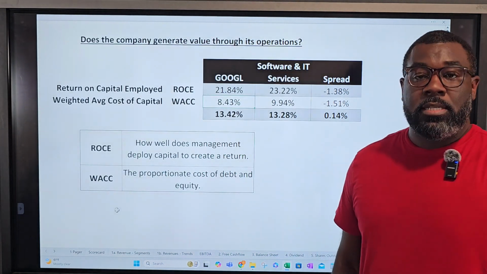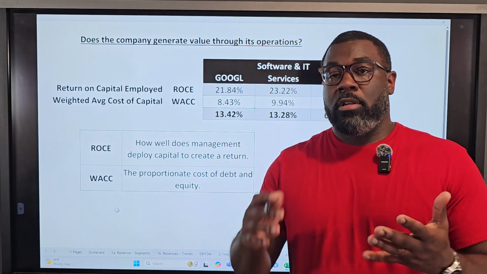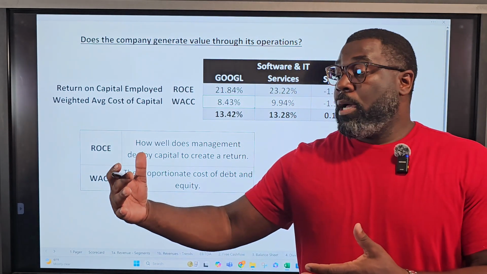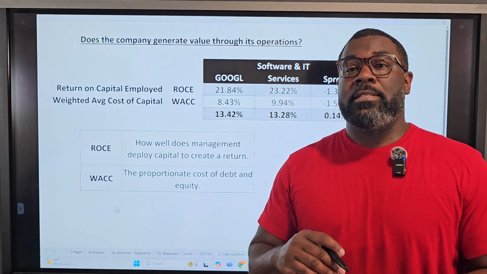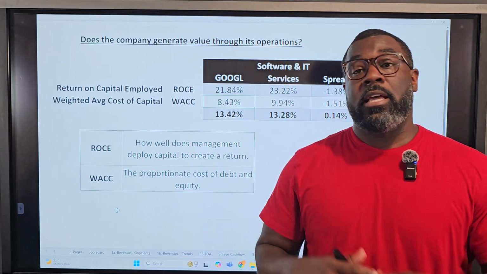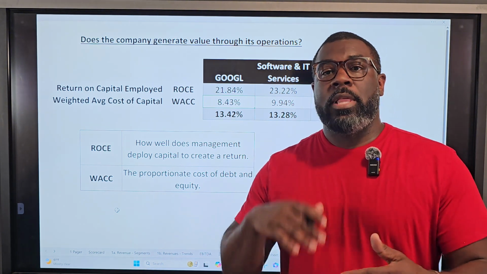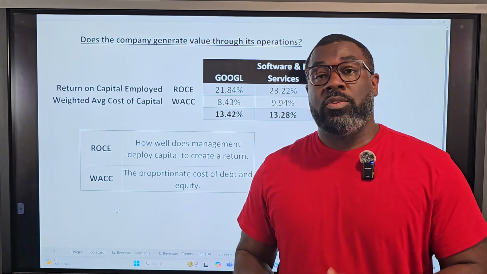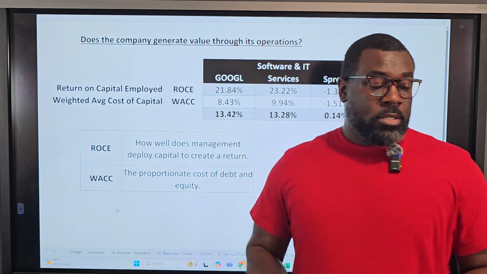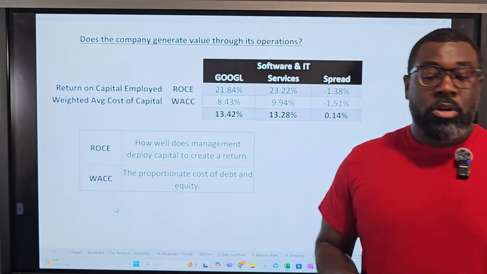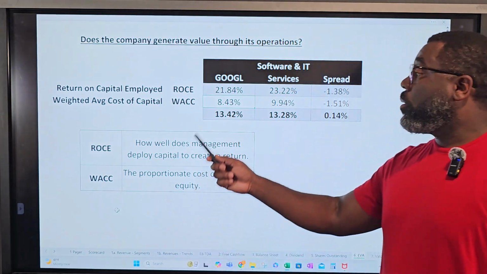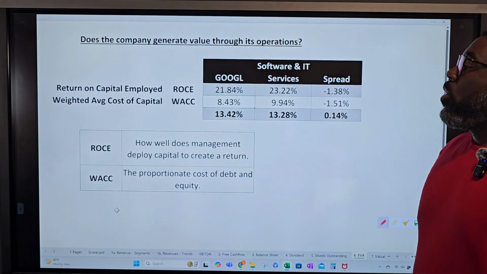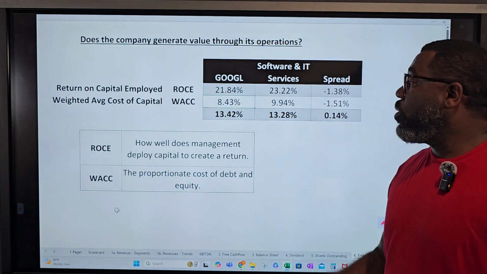Economic value added. We want businesses to earn a return on their capital, their equity and their debt that is higher than the cost of that capital. So that's looking at the opportunity cost of money that they could invest and also the interest on their debt. So Google right now, their return on capital employed, 21.8%. Weighted average cost of capital, 8.4%.